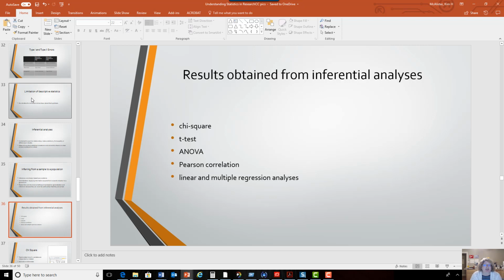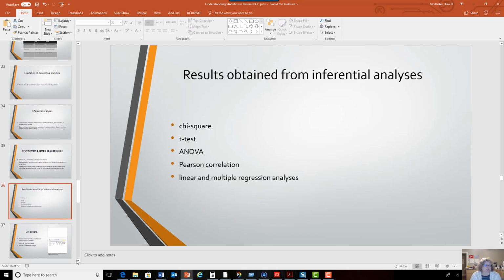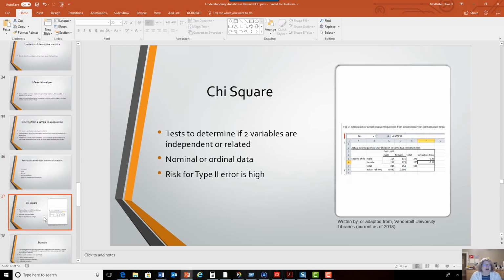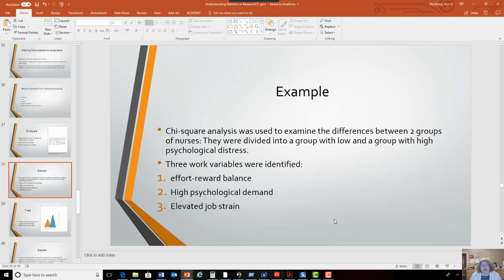So there are different types of inferential analysis that you can use, and we're going to talk about those very quickly. We can do a chi-square. This is a test that tells us if two variables are independent or related. You're going to use nominal or ordinal data, and the problem with this is that your risk for type 2 error is high.